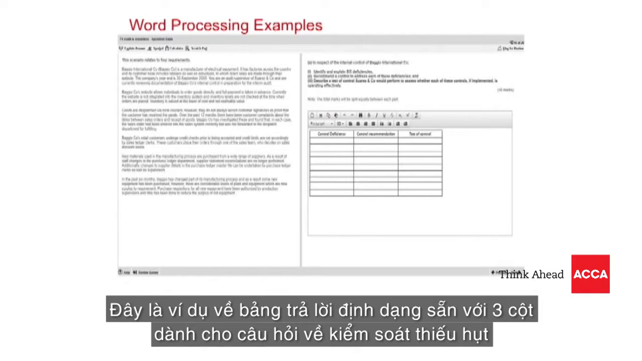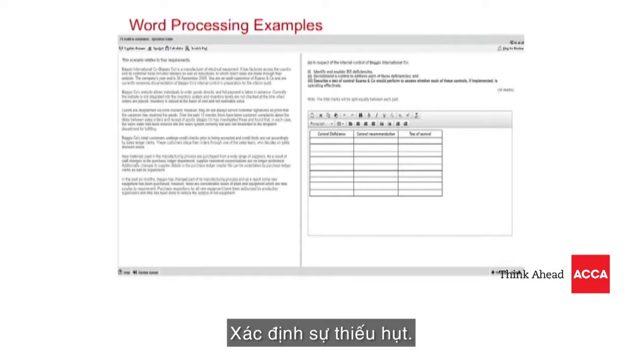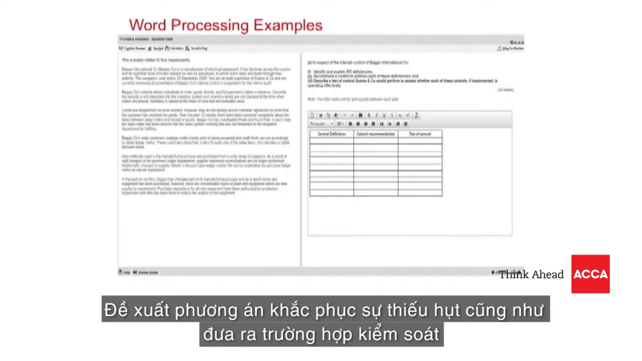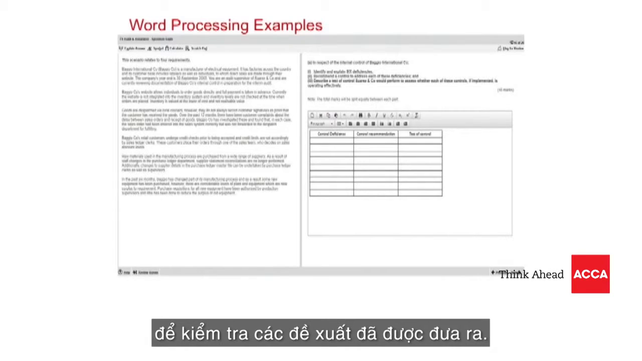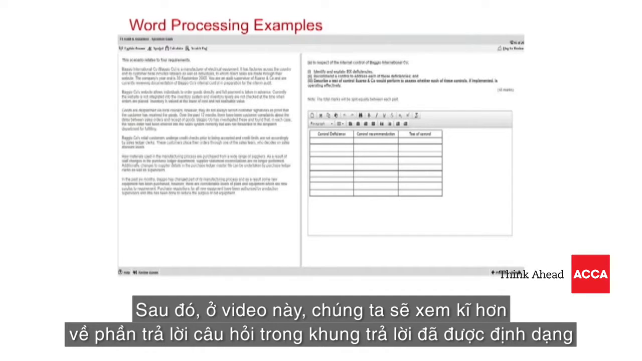This is an example of a 3-column pre-formatted response in relation to a control deficiencies question, which requires you to do 3 things. Identify the deficiency, recommend a way to correct the deficiency, and to also come up with a test of control that could test the recommendation that you have made. Later on in the video, we'll be looking at answering a question in a pre-formatted response box in more detail.